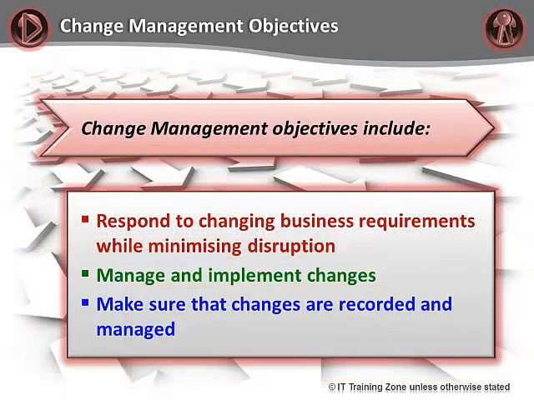The change management process also has a number of objectives. You can see some of them here. The process will respond to changing business requirements while minimizing disruption. Manage and implement changes to make sure that services stay aligned with business needs. And make sure that changes are recorded and managed from inception through to implementation and review.